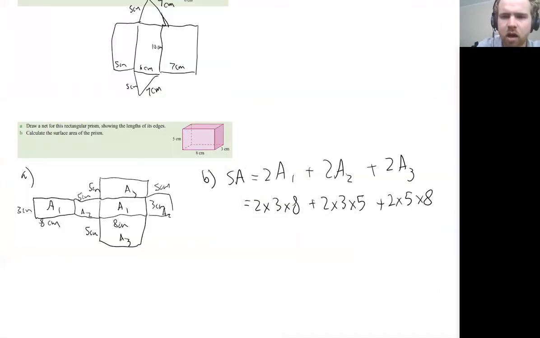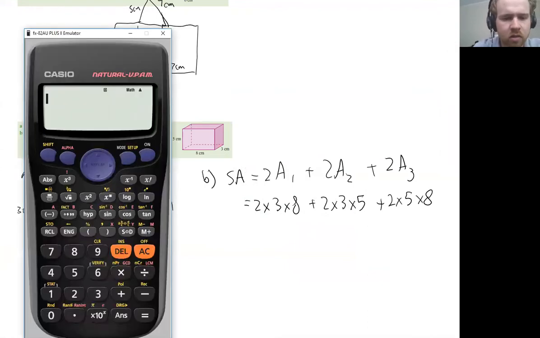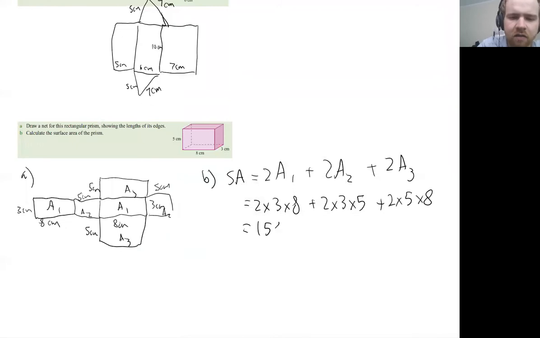Okay, so to find out my total area, I'll need to use my calculator. So it's going to be 2 times 3 times 8 plus 2 times 3 times 5 plus 2 times 5 times 8. So just make sure you get the pluses and the times in the right place. You've got 3 different kinds of shapes and they're all added together. And we get our final surface area here, 158. Now, because we're just talking about the surface area, the units are still squared, centimeters squared in this example. We're not talking about cubed here. We're not talking about volume. We're just talking about the area on the outside of the shape.